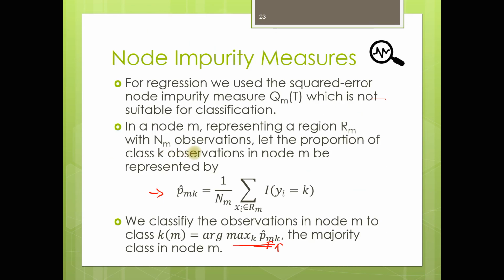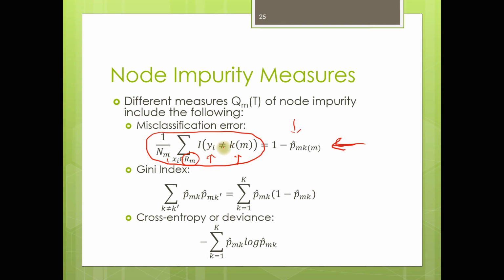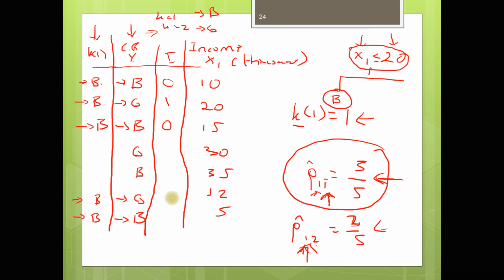Do not forget the formula which says that if they are not equal, return 1. Here, they are not equal, return 1. They are equal, return 0. So what does the formula say? Add all of these values, that is 2, out of the total number of observations within that region. You have 5 observations within that region, so it is 2 out of 5. This is our misclassification error rate. The smaller it is, the better it is.